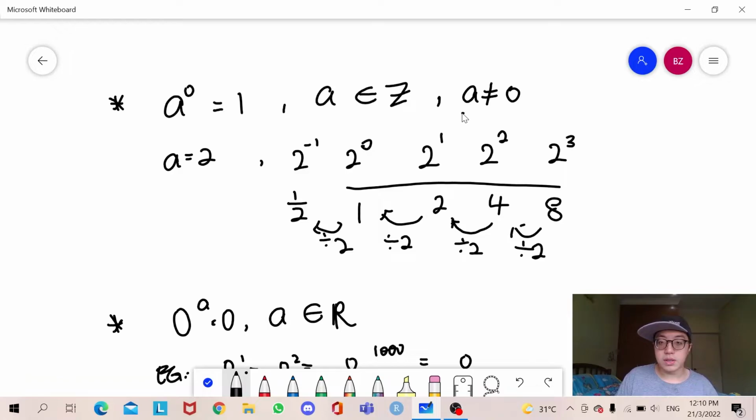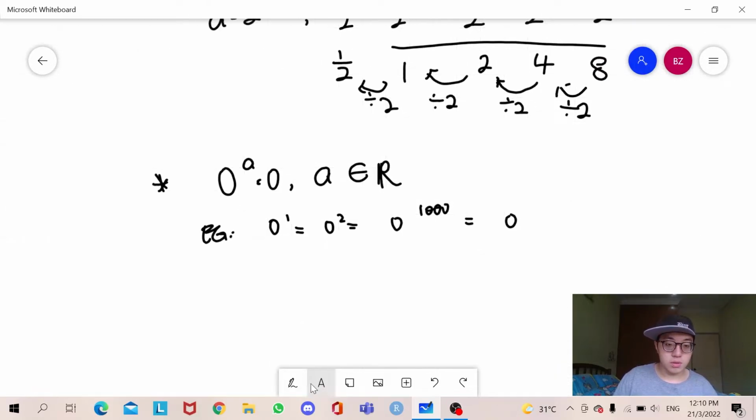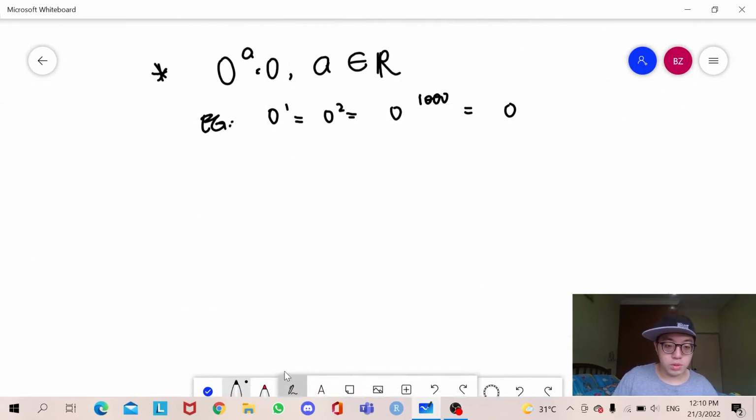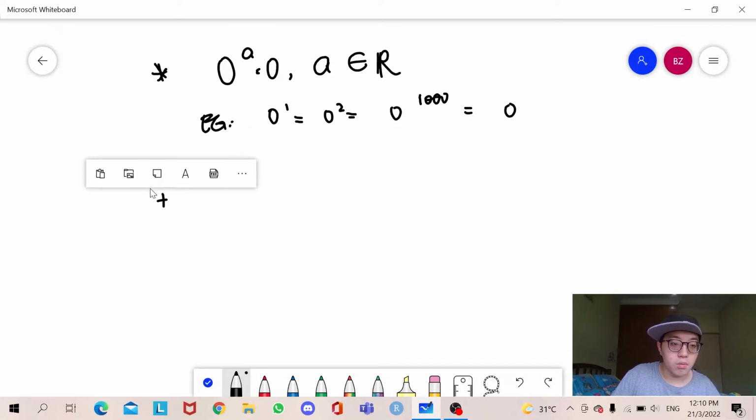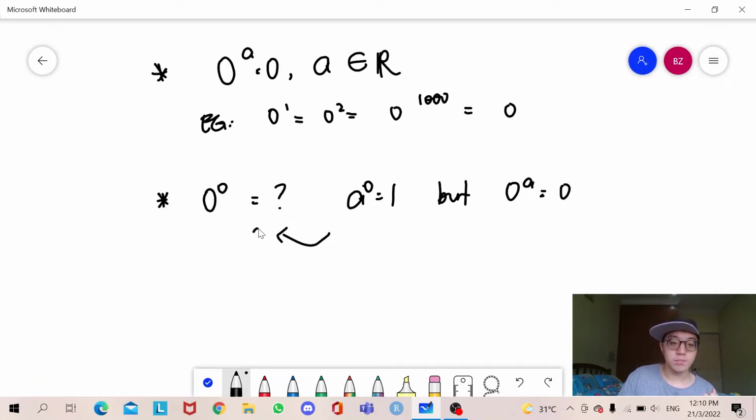It is because if you notice, it is kind of contradicting. One thing to know is, what is 0 to the power 0? Because if we say anything to the power of 0 is equal to 1, but 0 to the power of anything is equal to 0, so what is this?